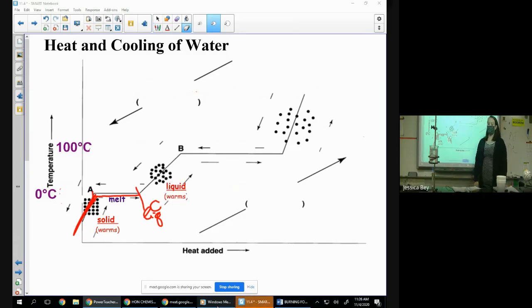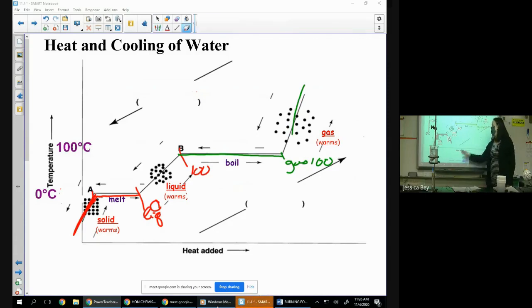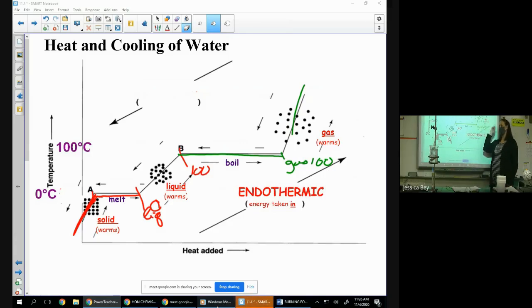Okay, liquid at 0. Then the liquid can go from 0 all the way up to liquid at 100. But once that liquid hits 100 degrees, it's going to stop and it's going to boil. And that's going to boil and boil and boil until it is a gas at 100. And then it can continue to heat again if it would like. That is when you're putting energy into it, and that is the endothermic look.